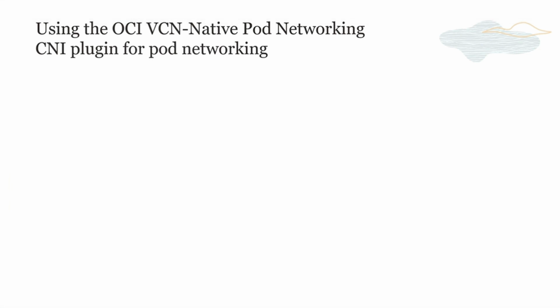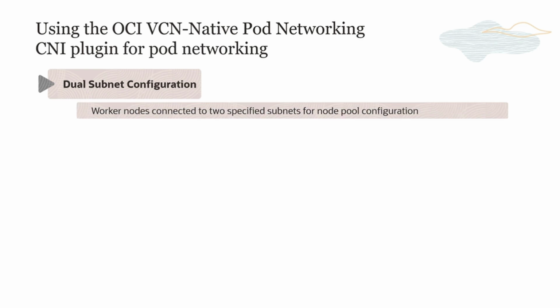Let's explore the OCI VCN native pod networking CNI plugin and its role in optimizing pod networking. Here are the key points that you must know. Dual subnet configuration. Worker nodes are connected to two specified subnets for node pool configuration, creating a versatile network environment.